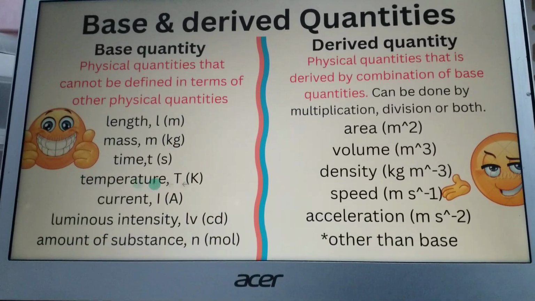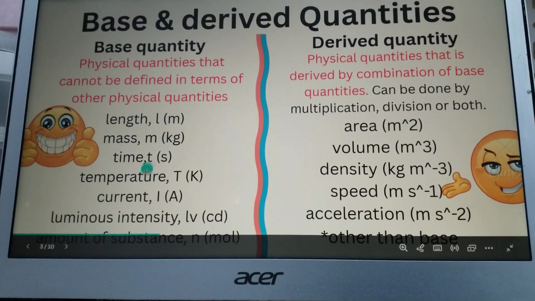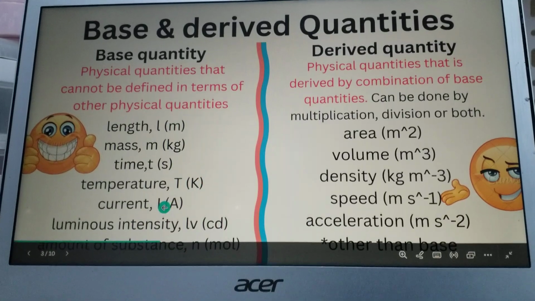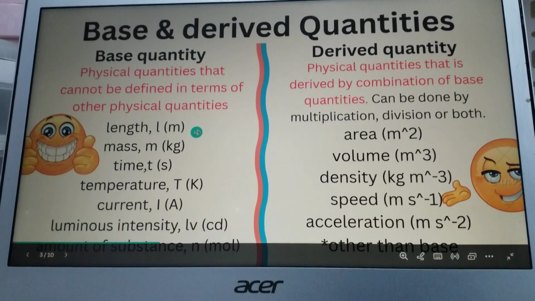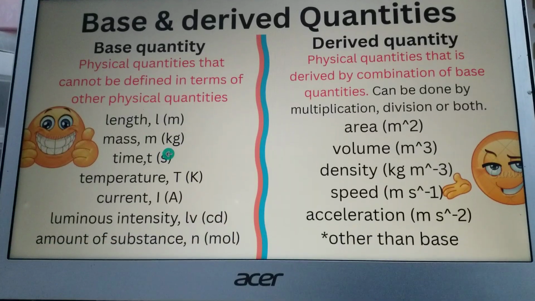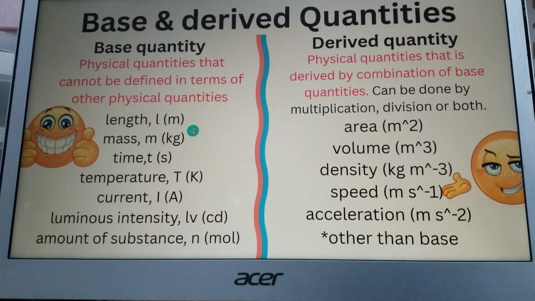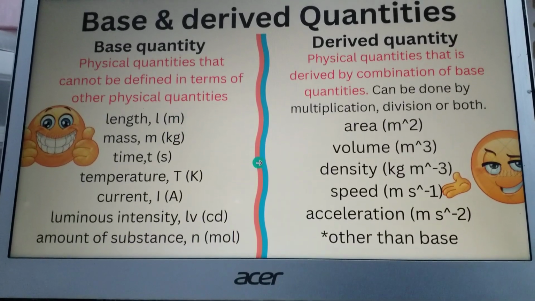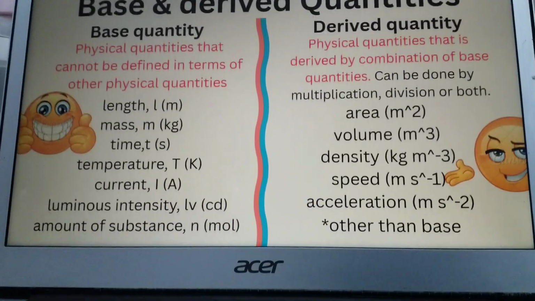So in physics, we will only use these units: the meter, kg, seconds, Kelvin, ampere. We will use these for calculations. We won't be using grams for mass. We will use kilograms. For length, we won't use centimeters or millimeters. We will use meters. But that depends on the chapter, the topic, and the questions.